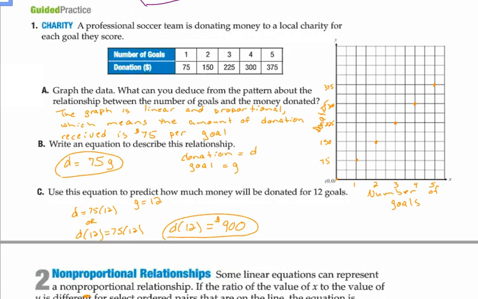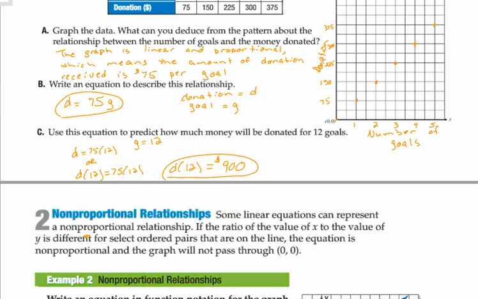Okay, same type of concept. We graphed that data. Again, you could use different numbers for your y values. I just quickly noticed that, yes, there was a pattern that it was going up by 75 each time. So I went ahead and used that pattern in my graph. What can we deduce from this? Two different things. The graph is linear, but it's also proportional. So it's a linear and proportional graph, which means that the amount of the donation received is $75 per goal. And again, I wrote that sentence like that because that's pretty easy to translate. The amount of donation is $75 per goal.